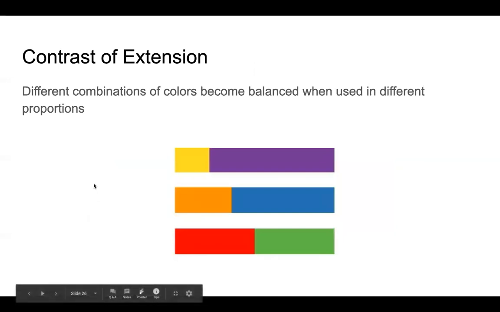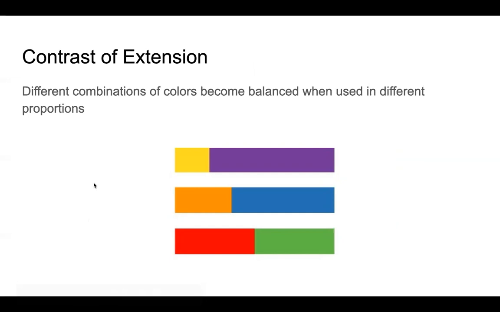Okay, and so this is kind of a whole new concept. We're jumping away from simultaneous contrast and subtraction. And so subtraction is kind of part of simultaneous contrast, but we're now talking about a different theory, and it's still very much in the realm of color interactions and color influence, but it's called contrast of extension.